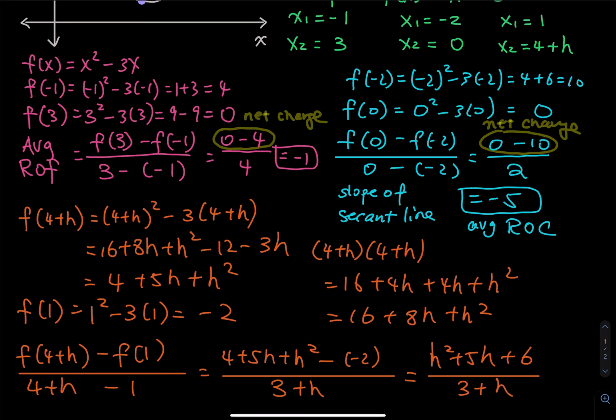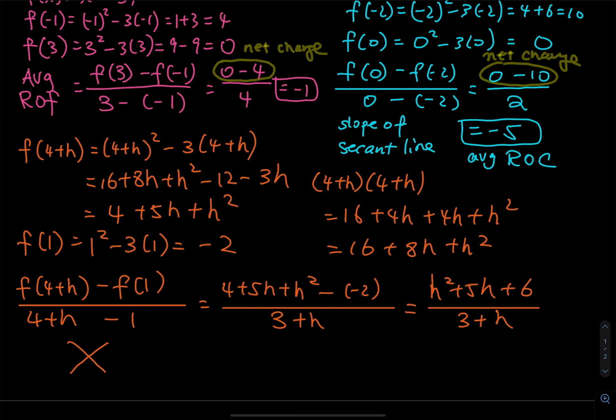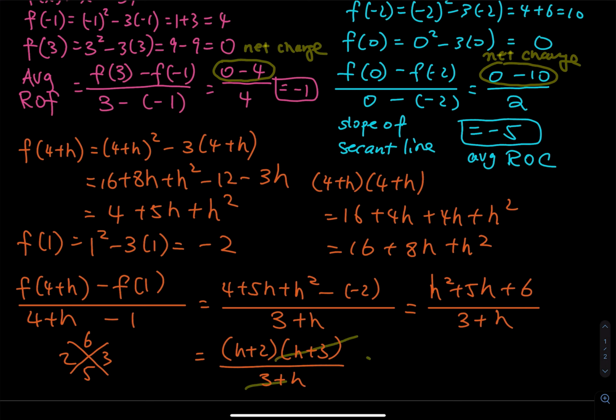Does factoring help? I don't think so. If you factor the top, I don't think that is going to reduce the denominator. Does it? So 6, 5: 2 and 3. Okay, maybe that helps. So you have h plus 2 and h plus 3. Okay, 3 plus h, and then you get rid of that. So the average rate of change is h plus 2.